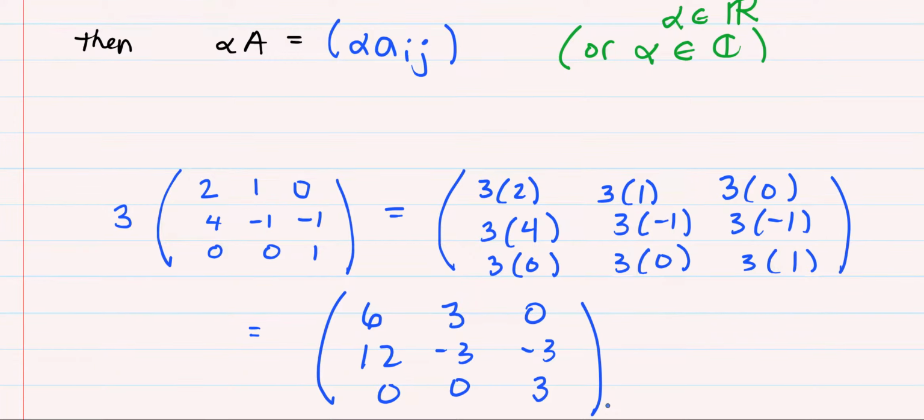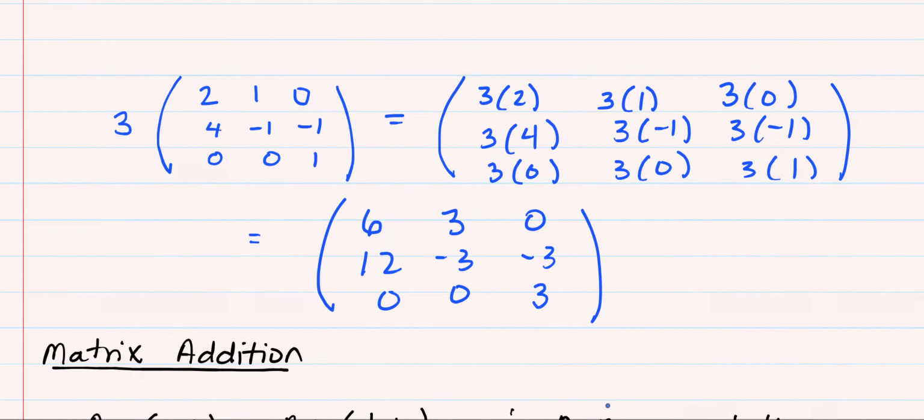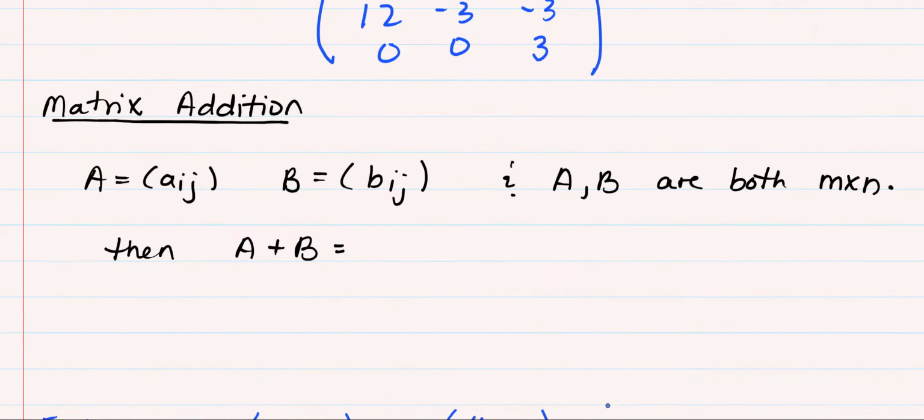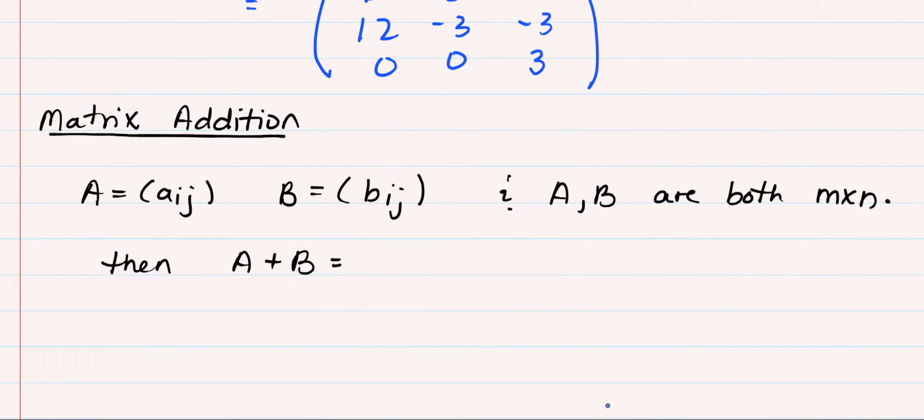Okay, that's pretty simple. Let's talk about matrix addition. Suppose you have two matrices, A and B, and the matrices are both the same size. This is very important. They have to be the same size to add them. And we're going to label the entries inside of A as lowercase aij and the entries inside of B as lowercase bij.